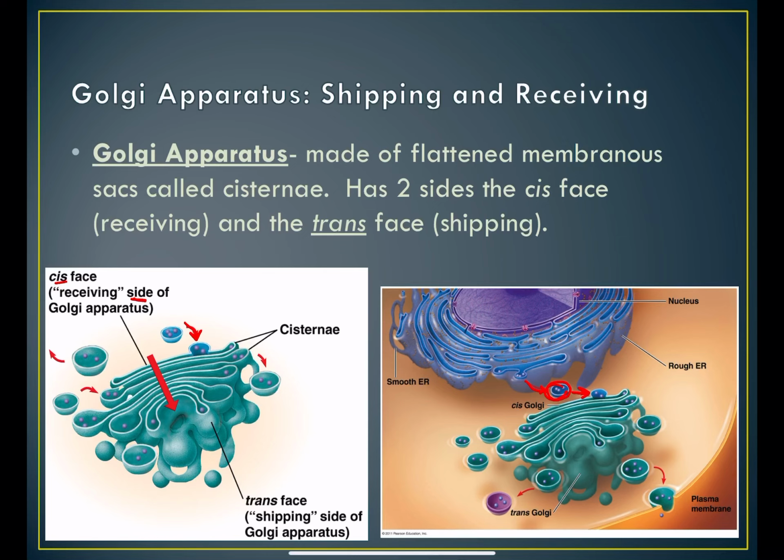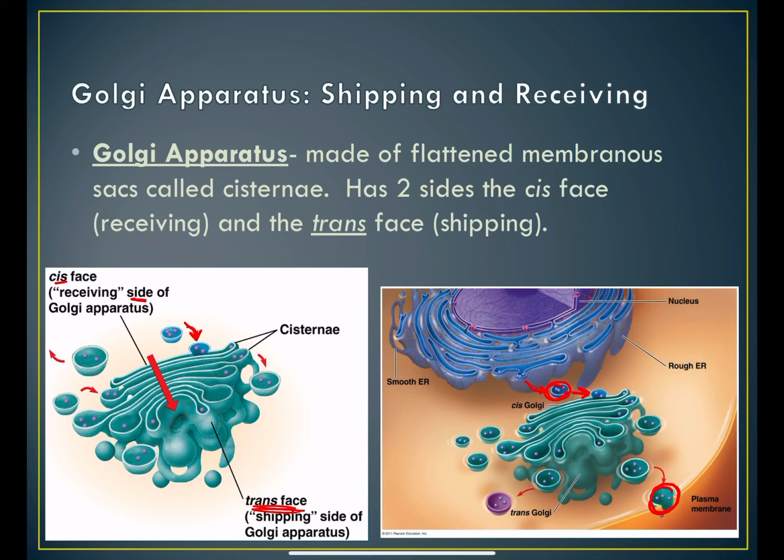And the Golgi is going to process them, and it will package them and send them outside of the cell. These transport vesicles will fuse with the plasma membrane and ship them outside of the cell on the trans side of the Golgi. So the cis side is the receiving, the trans side is the shipping. They are the packager of the proteins.